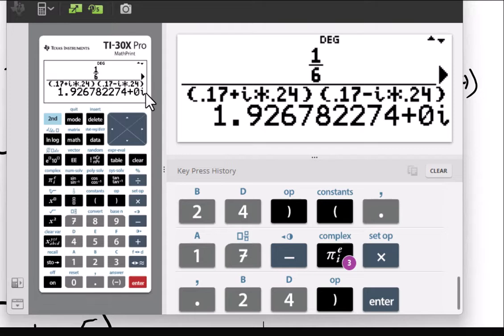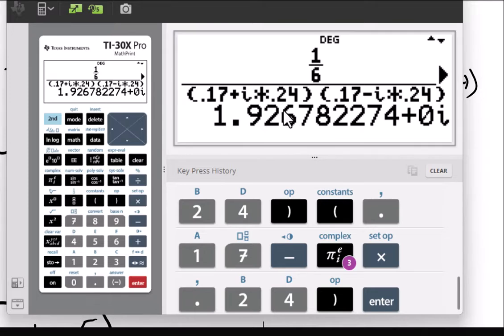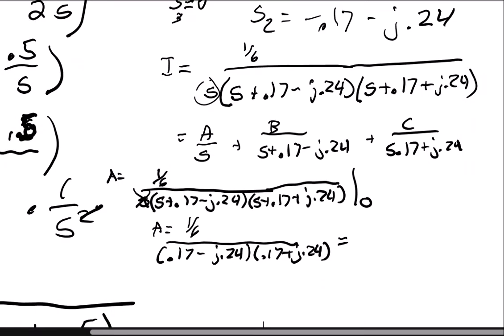Actually, when I did this earlier, I think I took it out to more decimal places, and I got 1.97, so I'll use that. That's just when I used 0.236 instead of 0.24, but either way is fine. So just what I have in my notes. So I'm going to say 1.97.